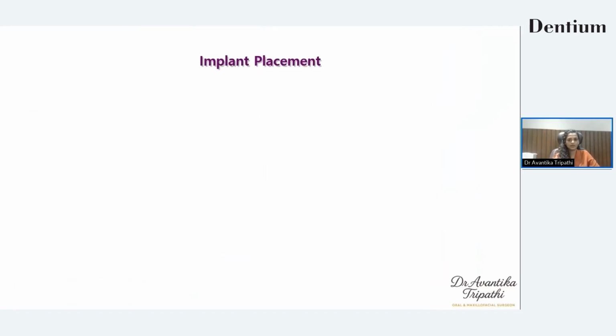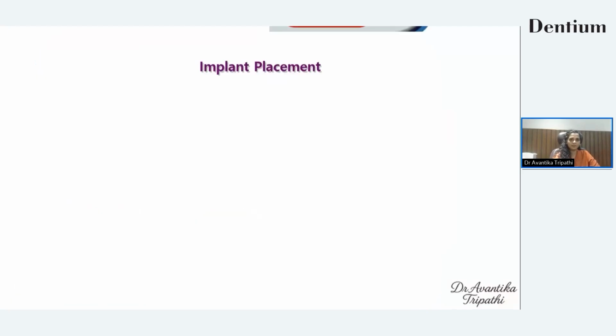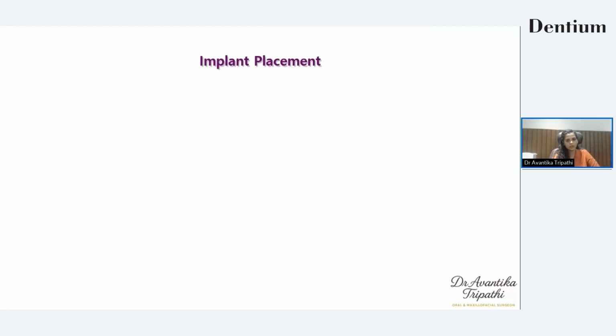The depth gauge has two ends. This end is placed along the wall of the osteotomy to check whether the implant drilling has reached the desired depth or not. If not, we need to increase the depth. Sometimes in immediate implant cases, after removing the tooth root, we can measure the depth of the socket also with the help of the depth gauge.